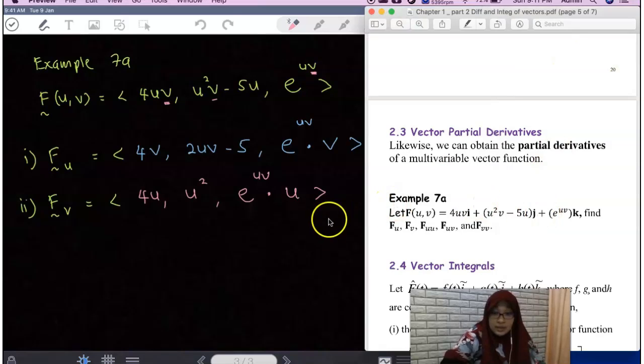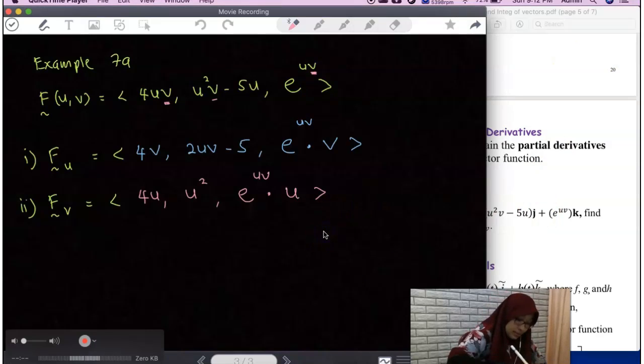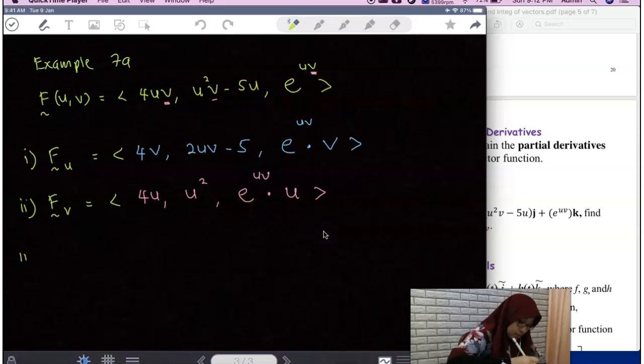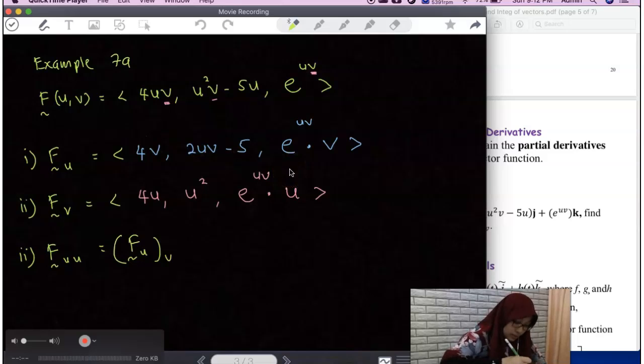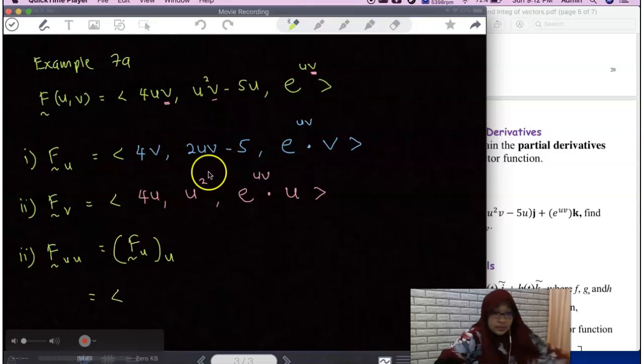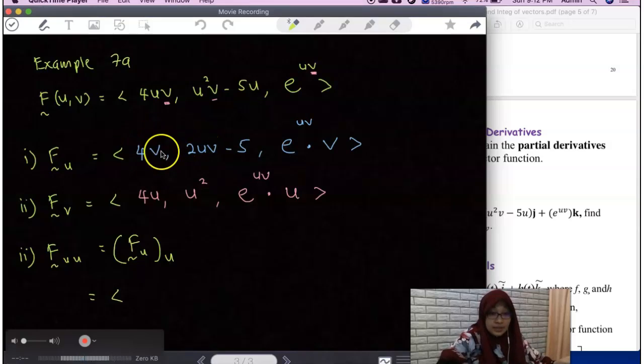And then next, the second order, fuu. You have to use the fu that you obtained over here, and you differentiate this again with respect to u. So we just use this result and differentiate the first component with respect to u, where v is constant, so this term is constant. When you differentiate a constant, you get 0.